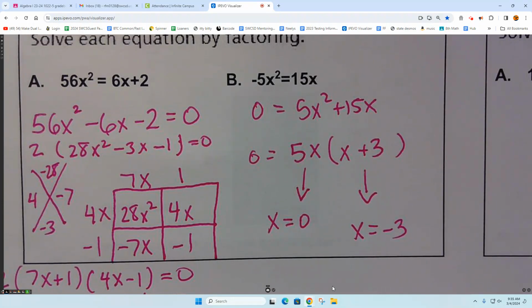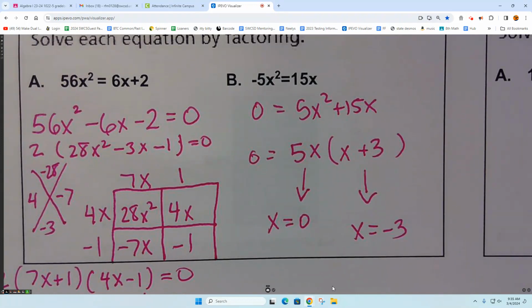Easy peasy. Here's the thing about these. Could you imagine if you weren't good at factoring? This would be very hard. And it scared me a little bit that some people turned to their neighbor and gave them the look like, see, you should have learned it. Okay.